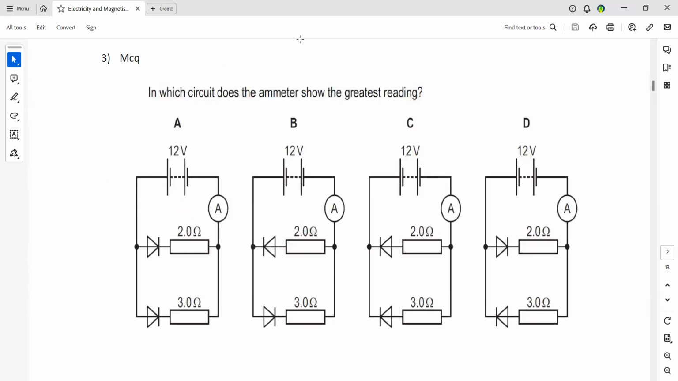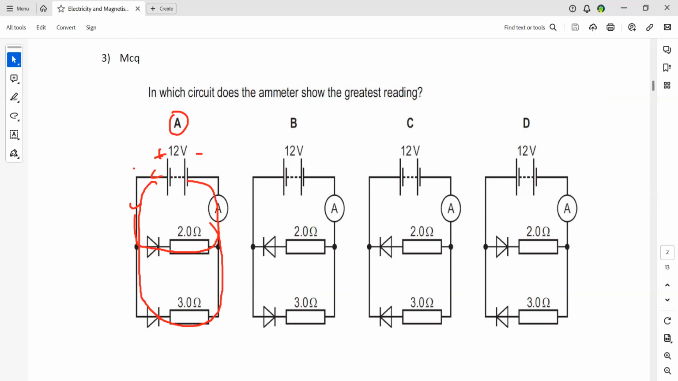In which circuit does the ammeter show the greatest reading? How do we know which circuit the ammeter shows the greatest reading? The circuit which allows the maximum amount of current to pass and which has the least resistance. If you check, this is positive and negative, conventional current will move. So this will allow the current to pass and the other will also allow the current to pass. As a result, both will allow the current to pass, so there will be a maximum current in the circuit.